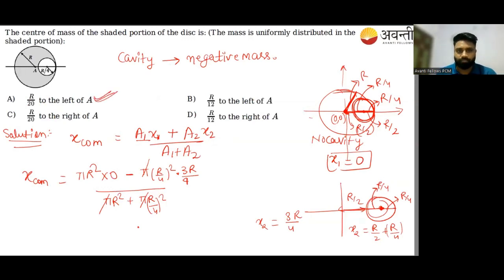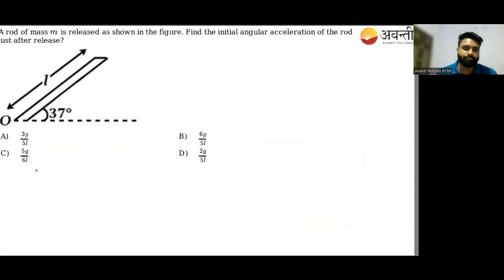Okay. Move on to the next question. This question is also from rotational dynamics. In this question, a rod of mass m is given to you, which is released as shown in the figure. So it will rotate about this point. This point behaves as a hinge. Now find the initial angular acceleration of the rod just after release.